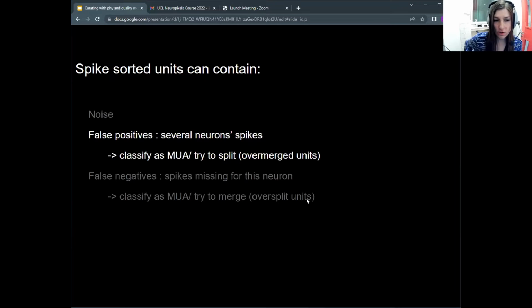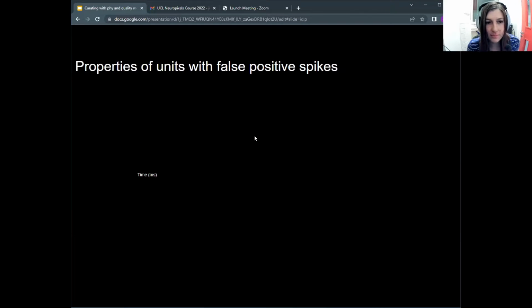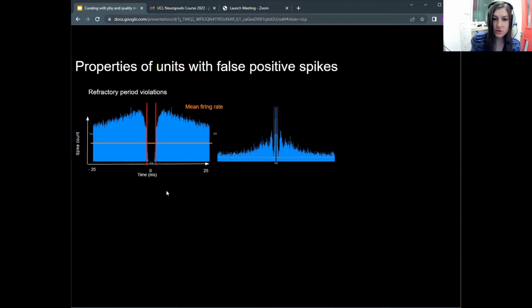The next thing you're going to want to watch out for is if your unit actually contains spikes that come from several different neurons as opposed to just coming from one specific neuron. And there are also a few things you can look at here. These views are exactly what you would see if you look at them in a software called Phy, which is usually what you're going to use to look at your data. And we'll do a brief overview of Phy after this.